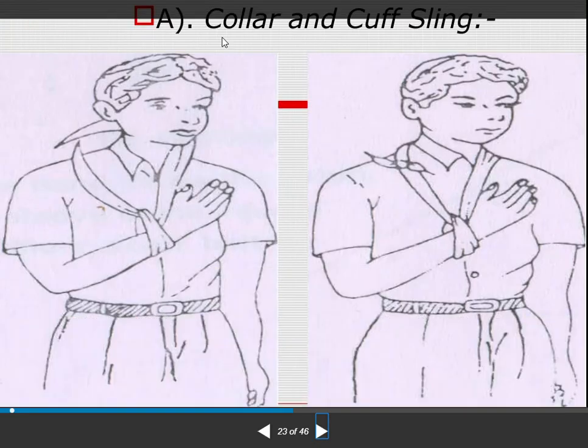Okay. So here you can see the collar and cuff sling. This is applied over the patient's back side, and like this the hand, that is the elbow, is lifted, and next the fingers are at the opposite shoulder. The right side fingers are at the left side shoulder. Okay, so that is a collar and cuff sling.